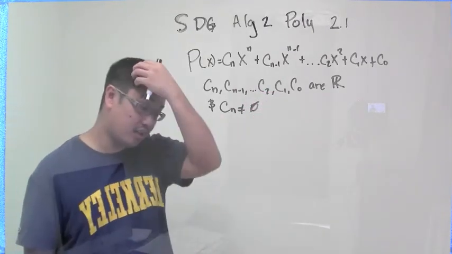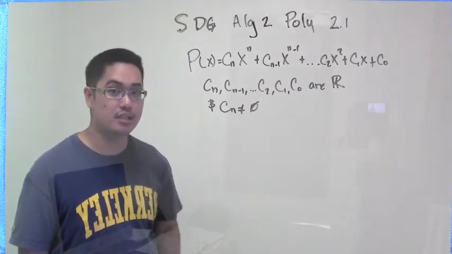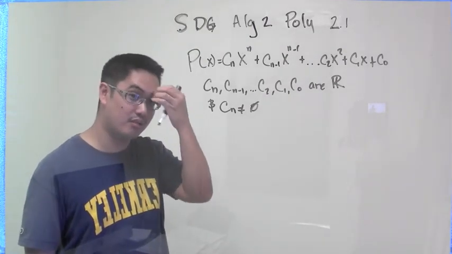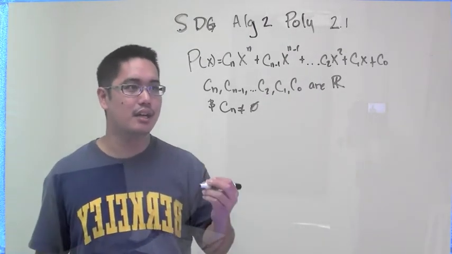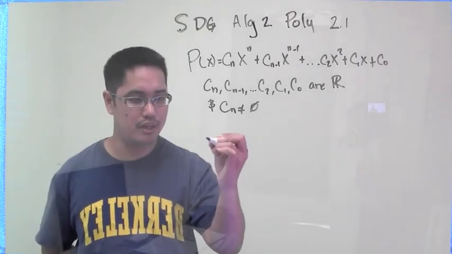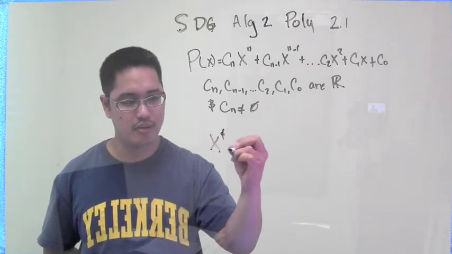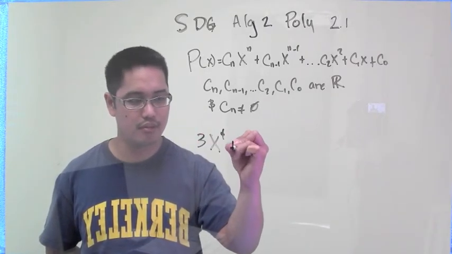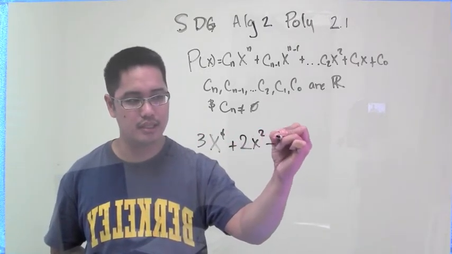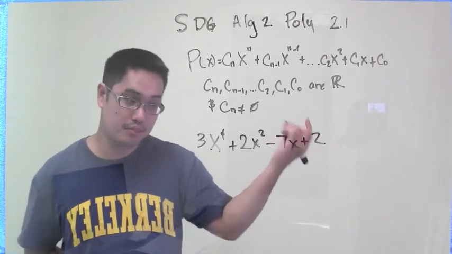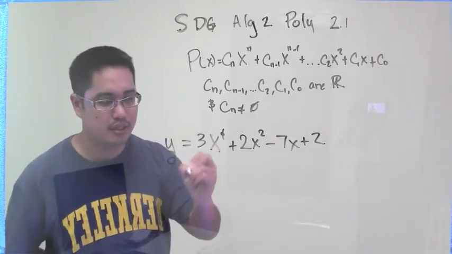What is this talking about, that Cn cannot equal 0? All that's saying is, here's one way to think about it. Let me write down a polynomial. Let's go 0x to the 4th power plus 2x squared minus 7x plus 2. I just made that up off the top of my head.